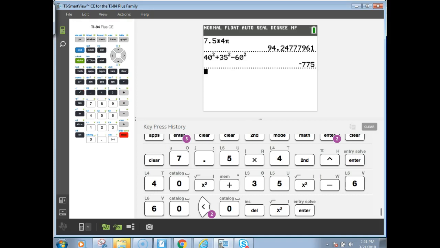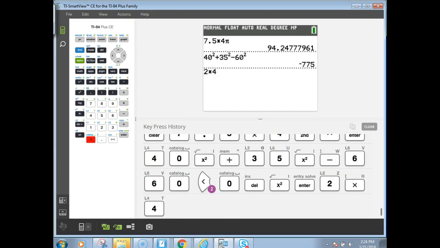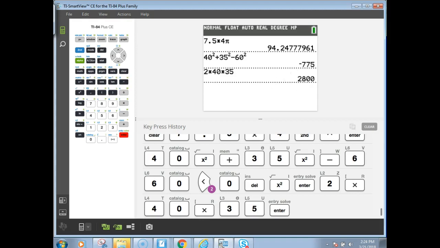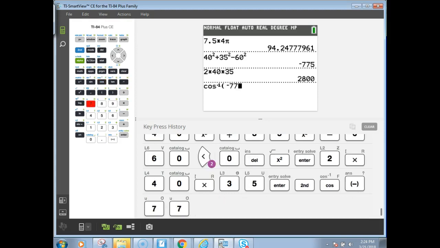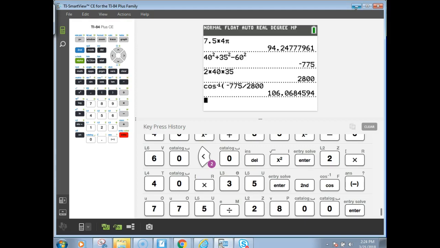Okay, negative 775, and on the bottom, 2 times 40 times 35. And that's kind of big. All right, we know we got to take the second cosine because it's cosine of A that equals this. So I'm going to just do it right now. Second cosine, negative 775 divided by 2800. 106.1, I guess, degrees.